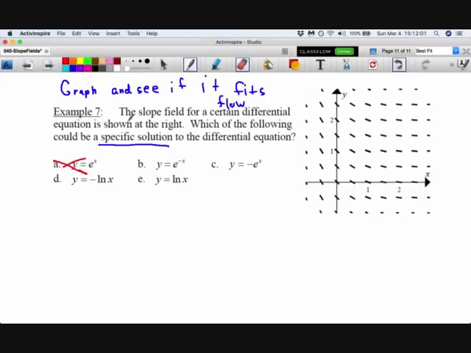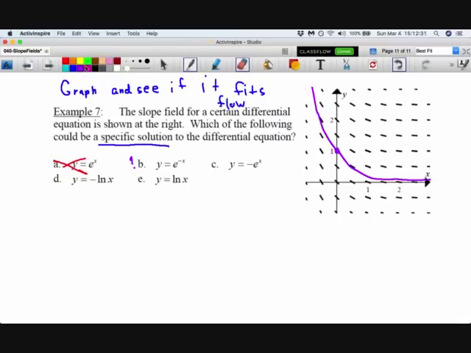B, e to the negative x. Still has the same first point. It would be a reverse exponential. It would be reflected around the y-axis. That's way too low. I don't know. That looks like a really good choice. In fact, it might be. We're going to hang on to that, though, in our mind. Maybe B.